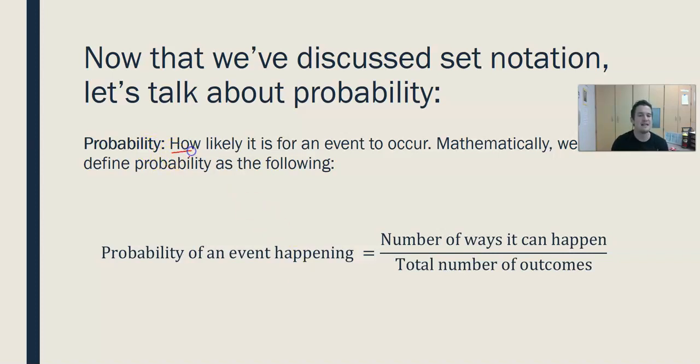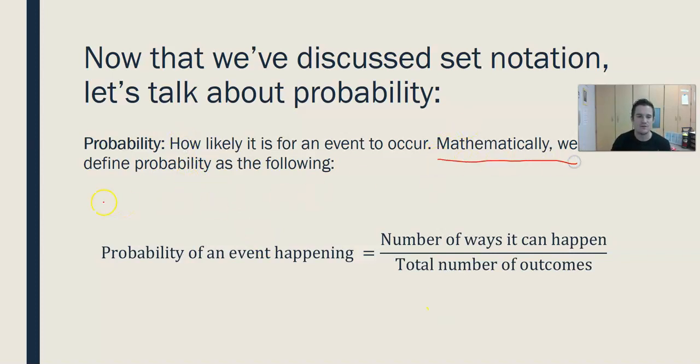But probability, again, is how likely it is for an event to occur. How likely is it that it's going to rain tomorrow? How likely is it that I'm going to draw a certain card out of a deck of cards? How likely is it for me to roll a 1 on a 6-sided die? How likely is it for me to roll a 1 on a 20-sided die, etc.? That's what we're talking about when we talk about probability.